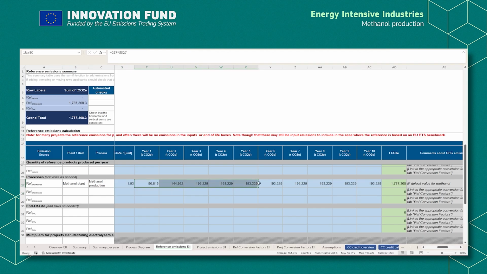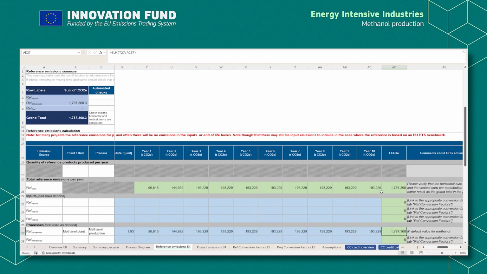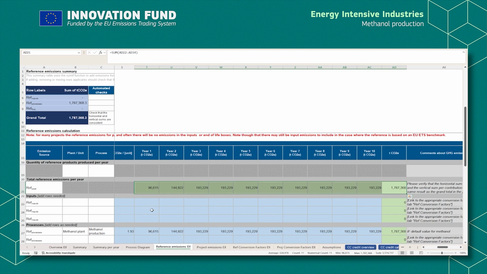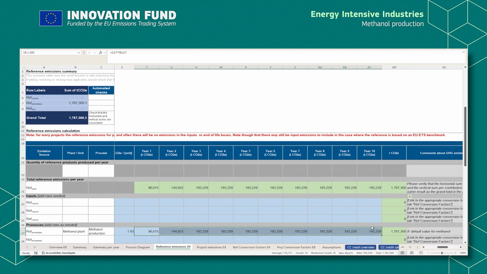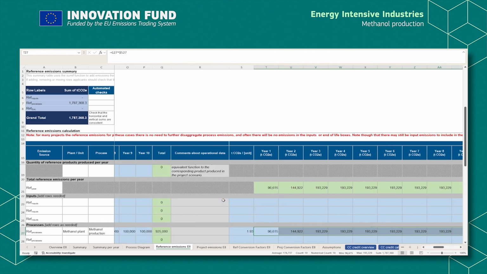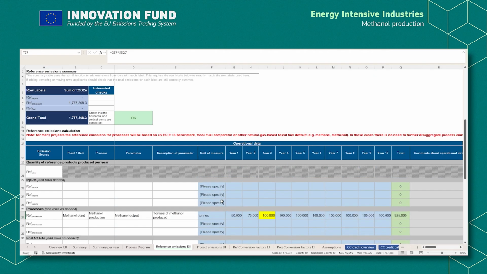Having entered our production rate and our emission intensity, the annual and the total reference emissions are calculated here to the right. You can see that because I prepared this sheet with the necessary formulas earlier, the emissions have already been automatically calculated. Note that when completing this sheet, you will have to fill in those calculations yourself.